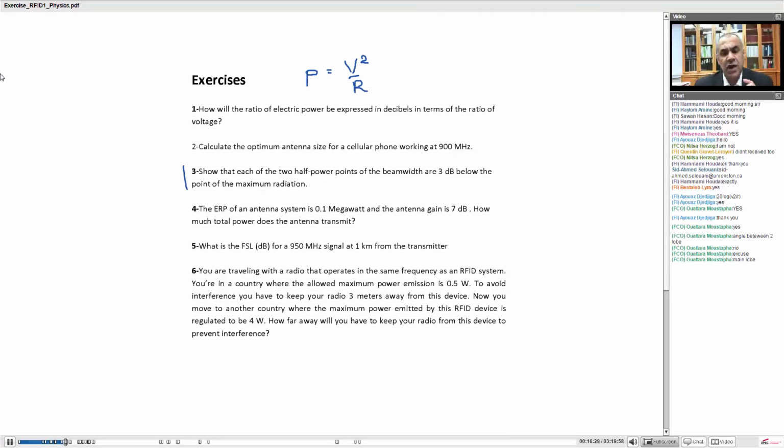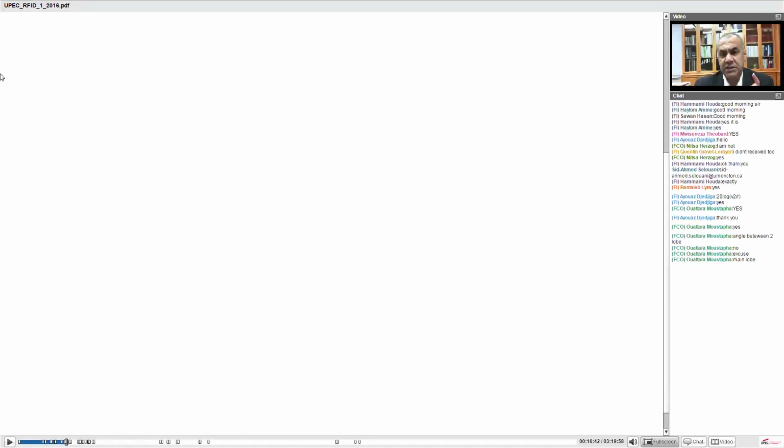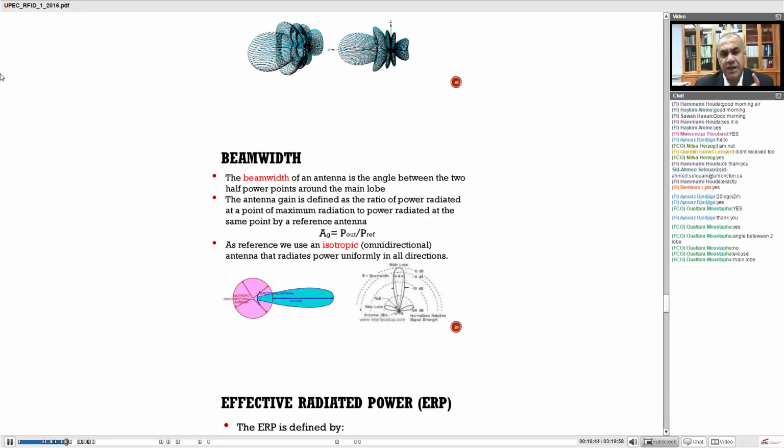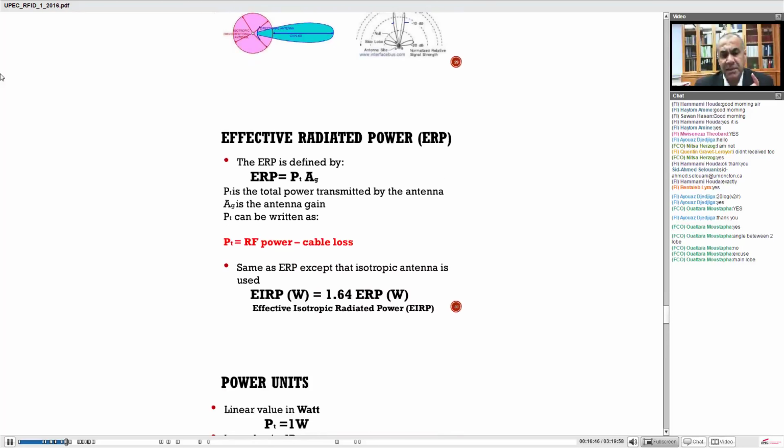Now you have the ERP of an antenna system is 0.1 megawatt and the antenna gain is 7 dB. How much total power does the antenna transmit? Remember, ERP is also a very important parameter. The ERP is effective radiated power.